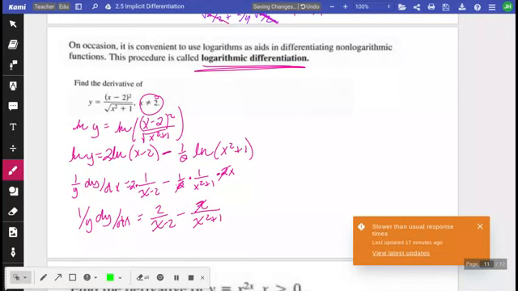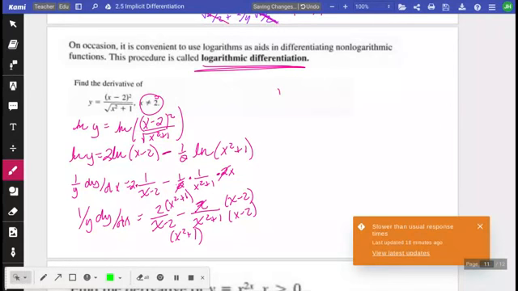And then at the same time, I will also need to combine my fractions. So we'll need a common denominator. They're going to need each other, so I multiply top and bottom of this by x minus 2, and I multiply top and bottom of this by x squared plus 1.